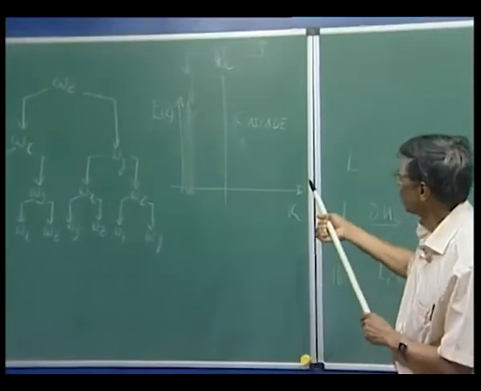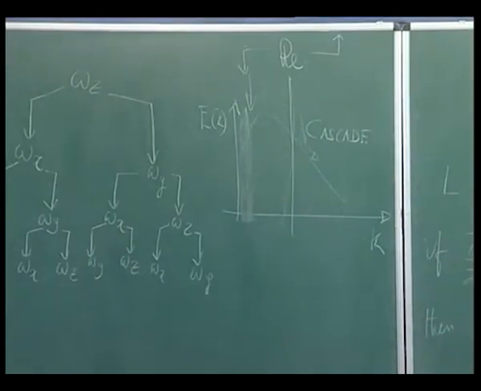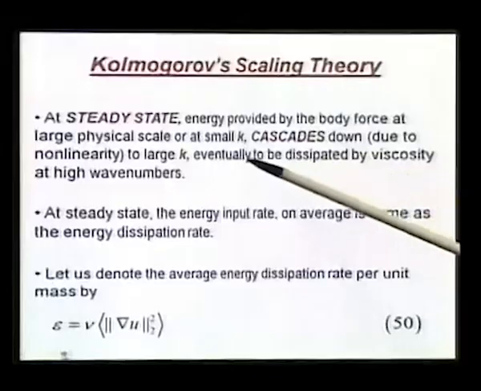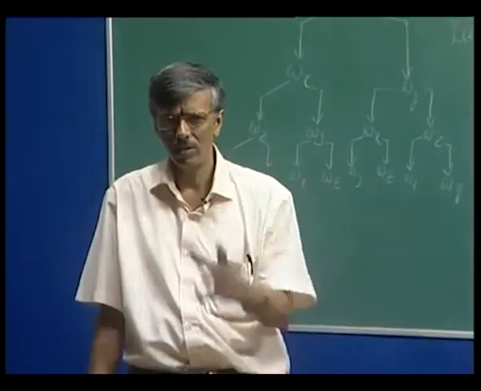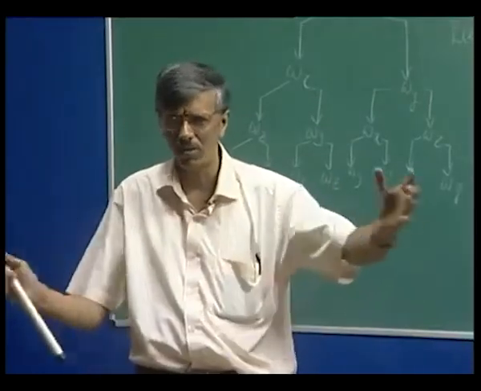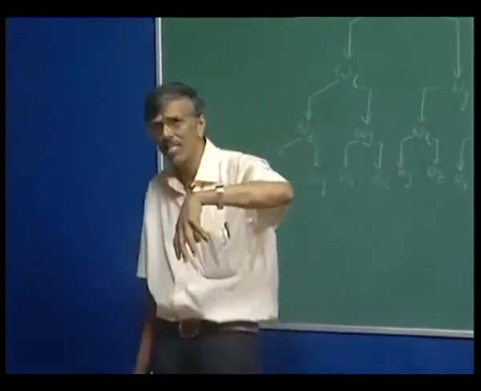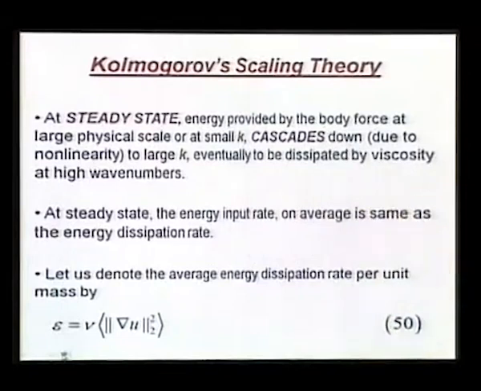This is the picture that we drew, that we are providing energy at large physical scale or small k. That could be due to body force, that could be due to many things. If I put a cylinder in a flow, the size of the cylinder determines the largest size of eddy that will be formed. So, there the disturbance energy gets created at small k. Then we have seen nonlinearity takes over and it creates this cascade and it goes over there.